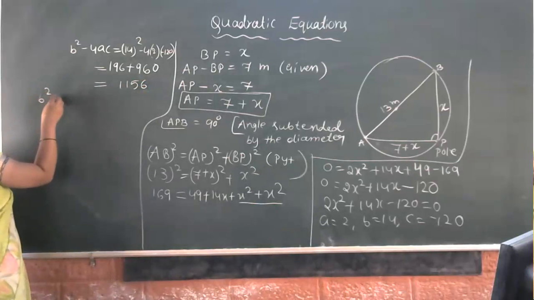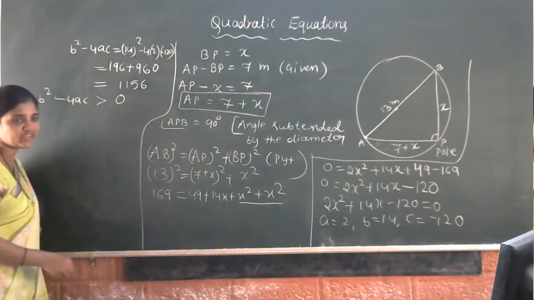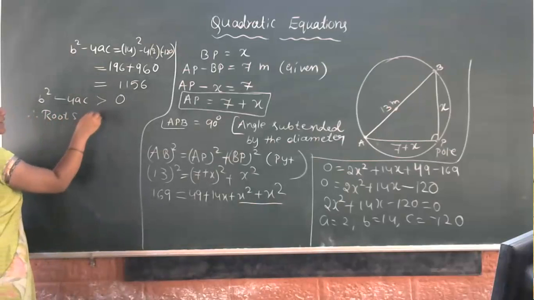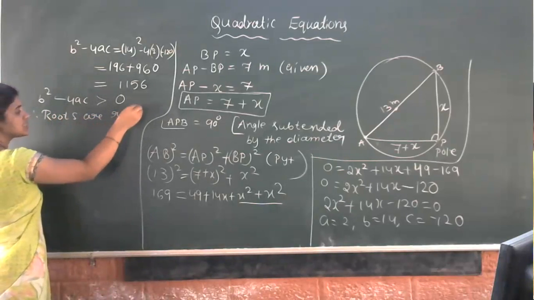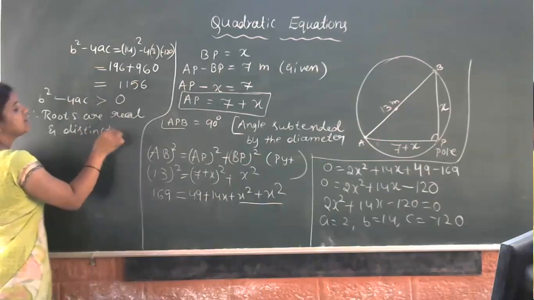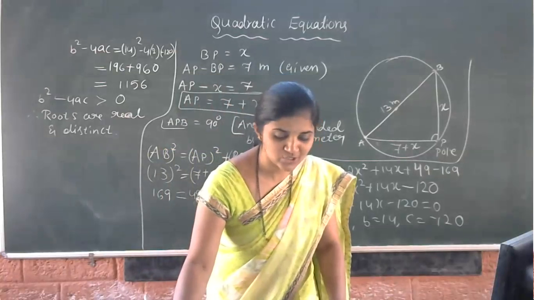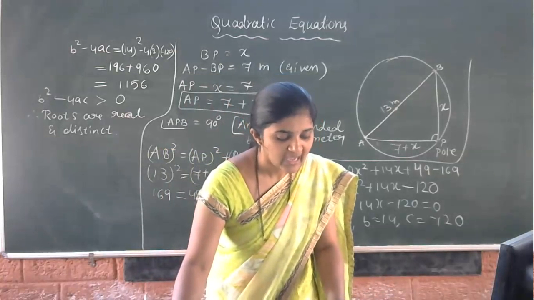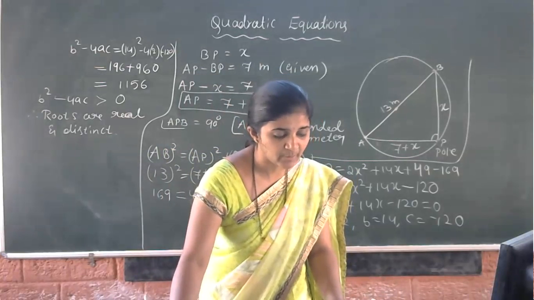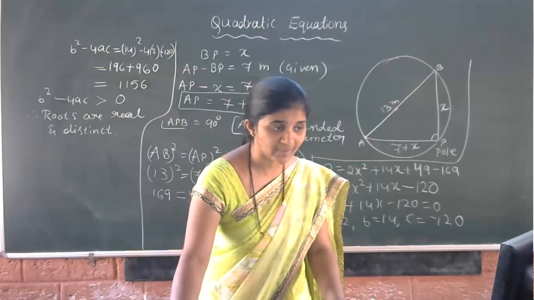So we got b square minus 4ac is greater than 0. Therefore, roots are real and distinct. Can you continue further? Using the quadratic formula, you can find out the roots, no? It is in your textbook part only. In the textbook, they have got the answer minus 7 plus or minus 17 divided by 2. After simplification, x is equal to plus 5 and x is equal to minus 12.